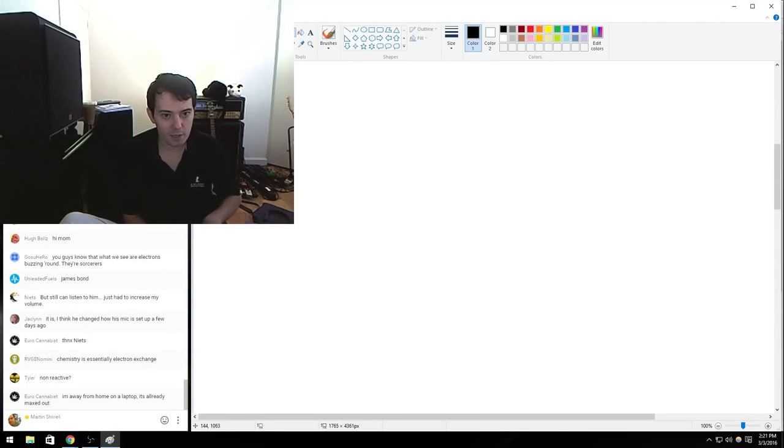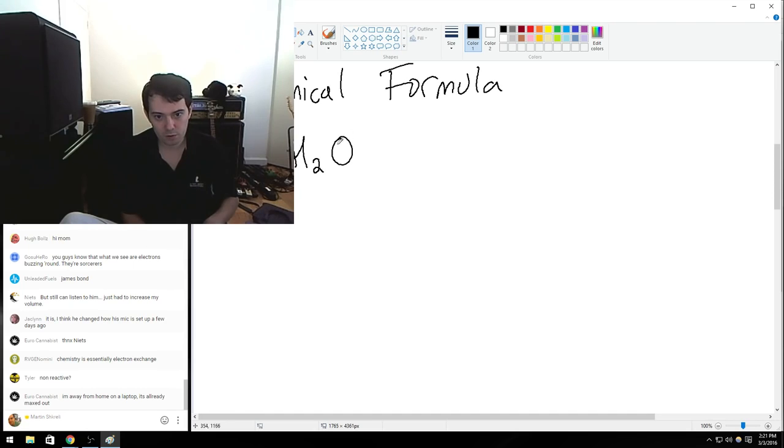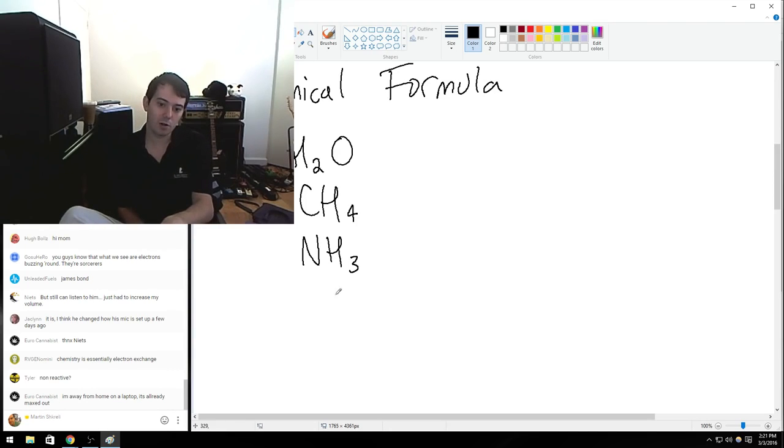So how do we describe these molecules? Well, you can use something called a chemical formula, and you've seen this before. You have something like H2O, or you have CH4, which is methane gas, or you have NH3, which is ammonia, etc., etc. You can have a really long formula often. They're never too long, you can't have more than four or five elements in any given molecule, but that's sort of how we do it.